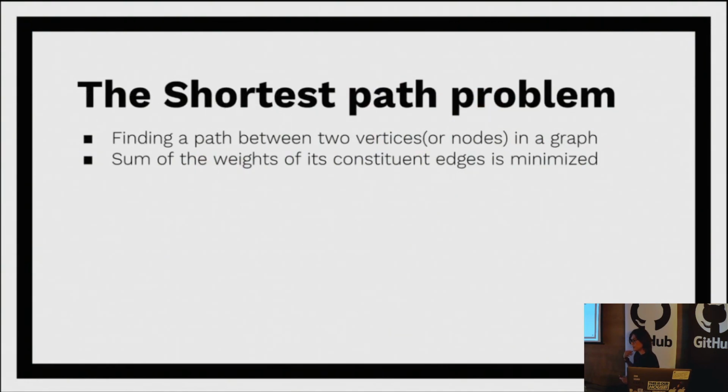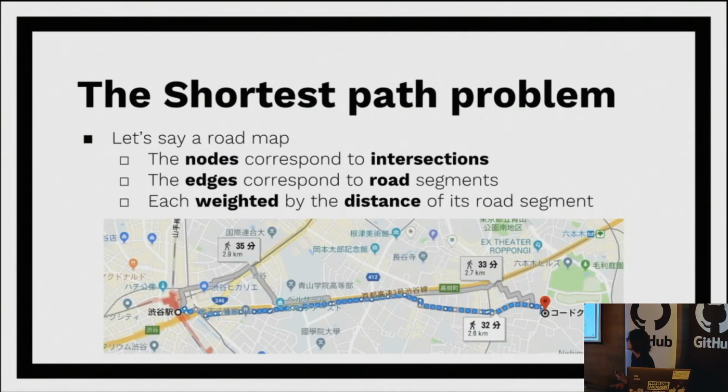Before we talk about the algorithm, every algorithm solves some kind of problem, so we should know what problem this algorithm solves. This is of course a shortest path problem: finding a path between two vertices in a graph such that the sum of the weights of its constituent edges is minimized. In the real case, the nodes correspond to intersections, and the edges correspond to road segments, each weighted by the distance of its road segment.